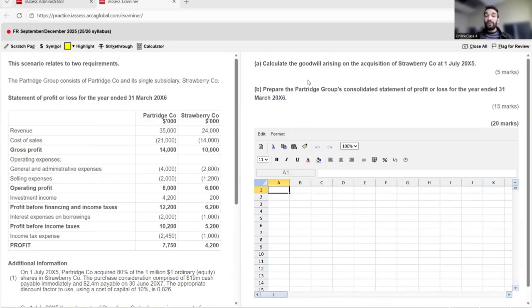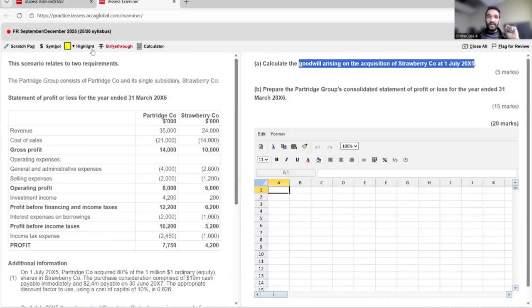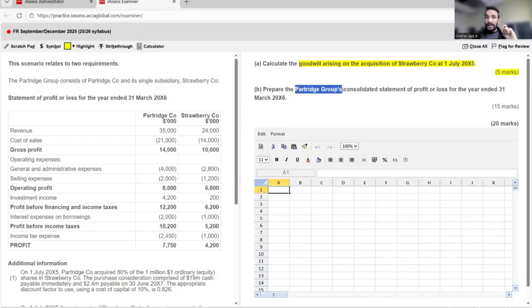What this second question is about: calculate the goodwill arising on the acquisition of Strawberry Company on 1st July X5. On 1st July X5, we acquired a company, Strawberry, and for 5 marks we have to calculate the goodwill. This group is the Partridge group, and for the Partridge group we also have to prepare the consolidated profit and loss. It's just profit and loss, not other comprehensive income, for the year ended 31st March X6.